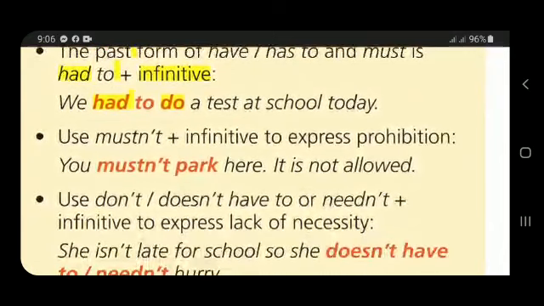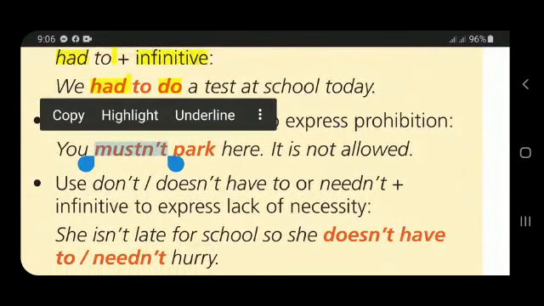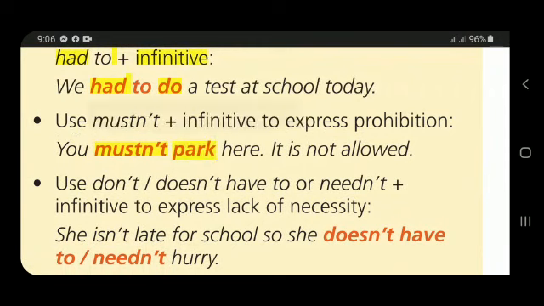Okay? We use mustn't plus infinitive to express prohibition. You mustn't bark here. It is not allowed. So when I say you mustn't do something, it means that you aren't allowed to do it. Okay? Or when we say you mustn't walk on the grass. Here we notice that we use mustn't plus verb infinitive to express that something is not allowed, to express prohibition.